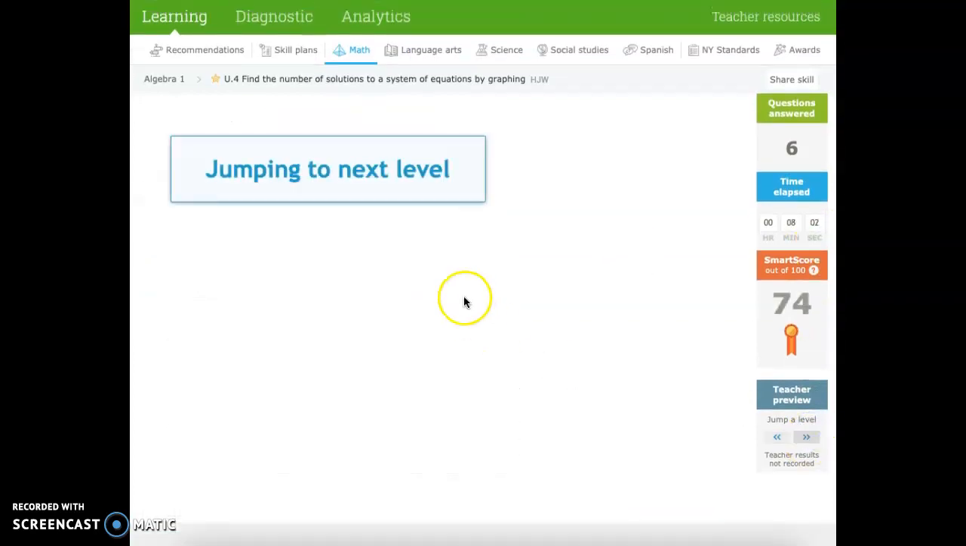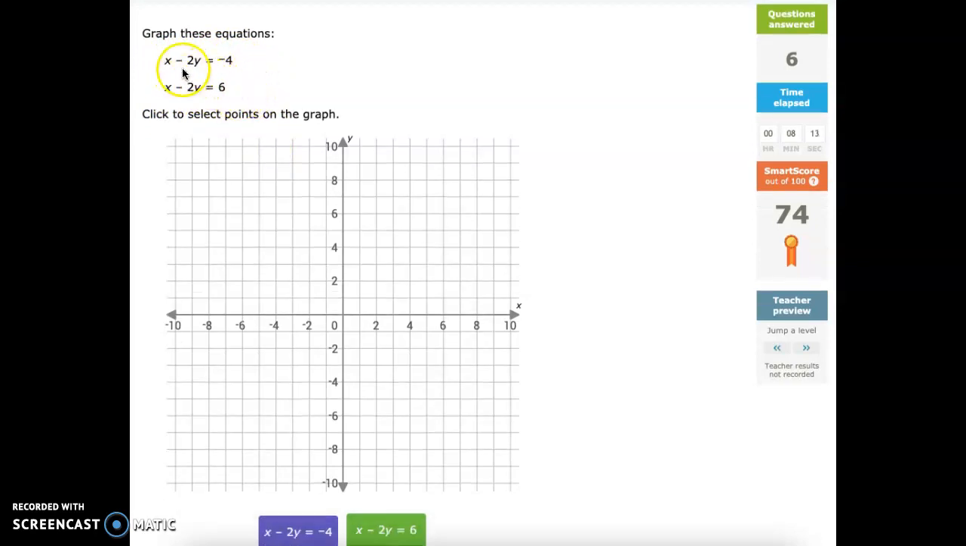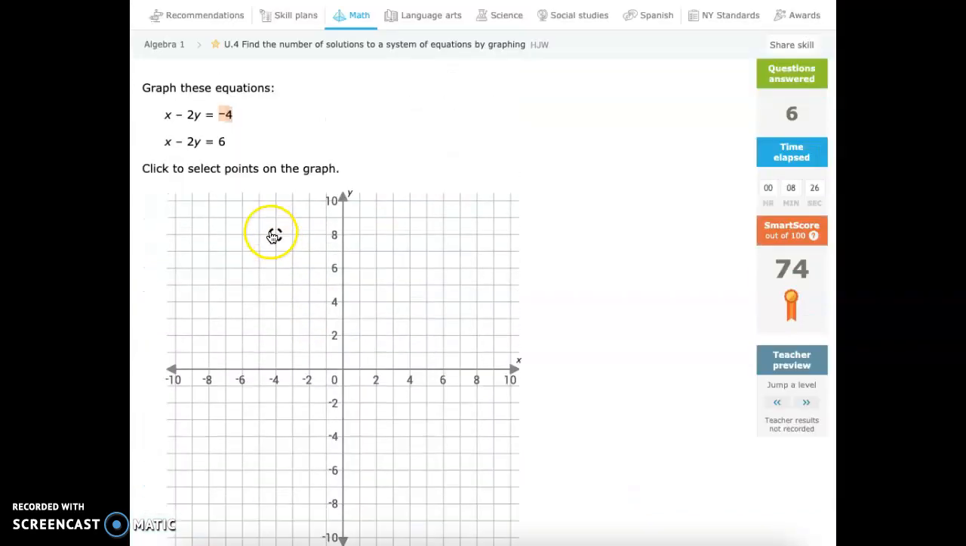Let's go to a harder one. So here we have x minus 2y equals negative 4, x minus 2y equals 6. Here I know that they only have a different y-intercept. That would be this number here, negative 4 and 6. So it is not infinitely many. I see that they both have x, which means they will have the same slope. And I know that because this is also the same, negative 2y.